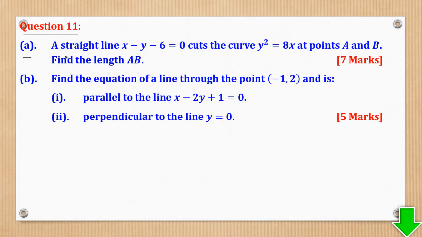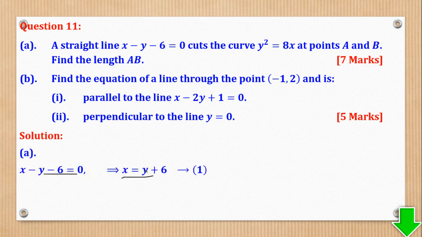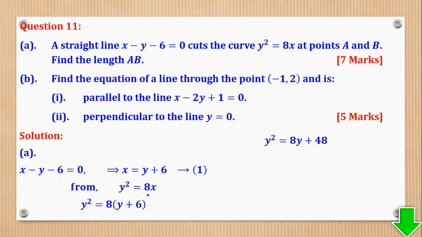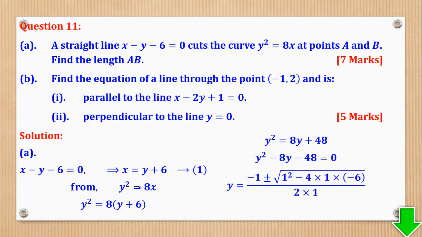Question 11, part A says, a straight line, this, cuts the curve this at points A and B. Find the length of AB. So the points of intersection will be got by solving these two equations simultaneously. So this, make x a subject to get that. Substitute here where there is x, to put there this. Then you expand to get a quadratic, which can be solved using a quadratic formula to get the two values of y. So when y is 12, you have to go here and get the corresponding value of x. Similarly, when y is negative 4.